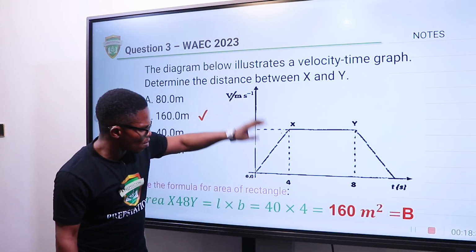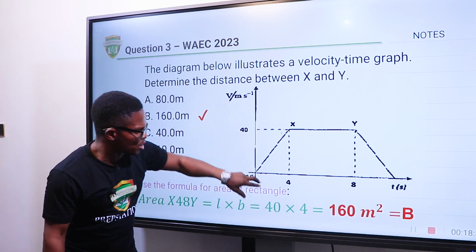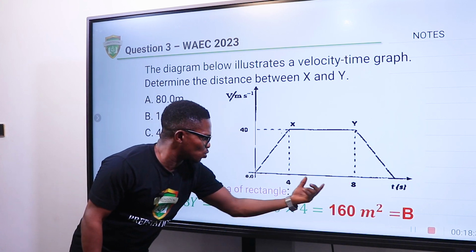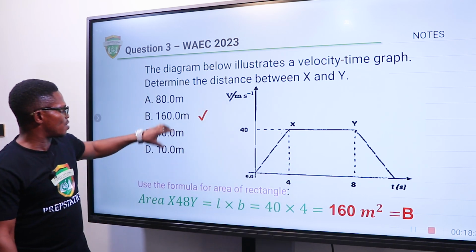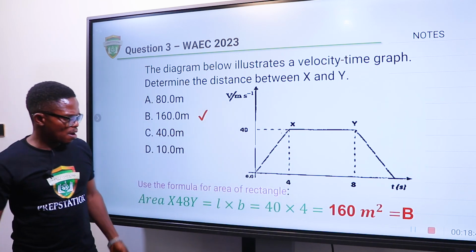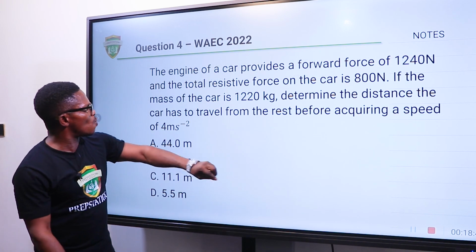So the length of this is 40. Between 4 and 8, you have 4, so the breadth is 4. So all I need to do is multiply 40 by 4, and then you have the answer as 160. Very simple question. Now let's move forward to another question.